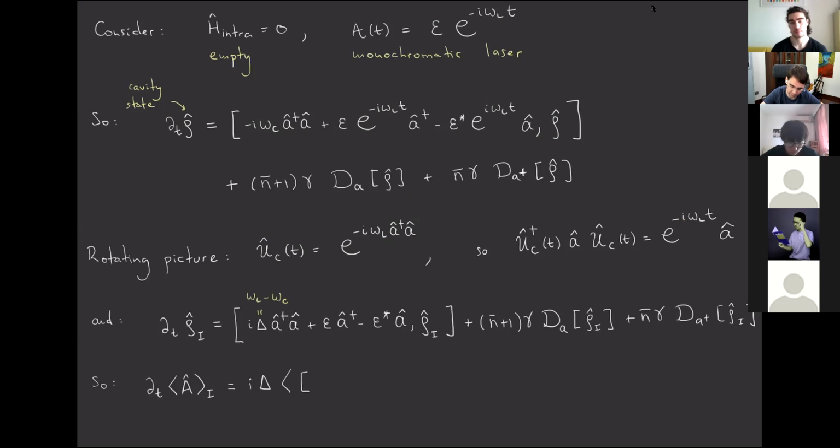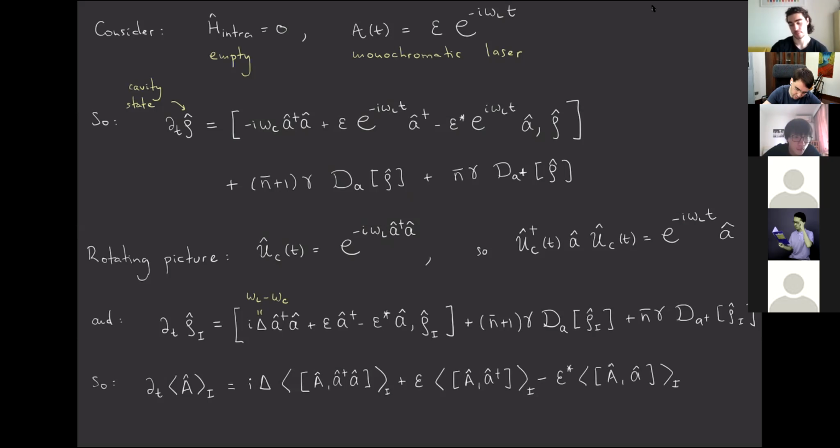So first, the Heisenberg equation. We have the commutator of A with the free term a dagger a. Then we have the commutators with the driving terms. So we will have A with a dagger, with a minus, and then epsilon star, and then A with a. All of this is in the interaction picture.